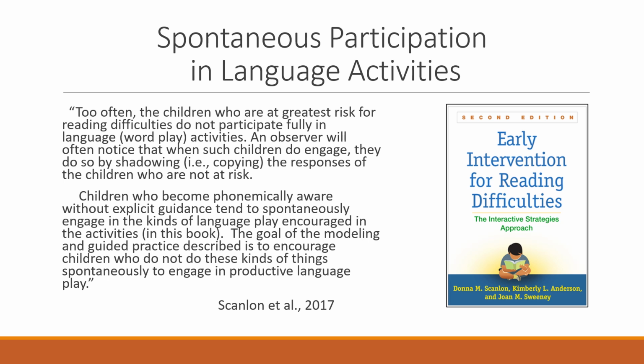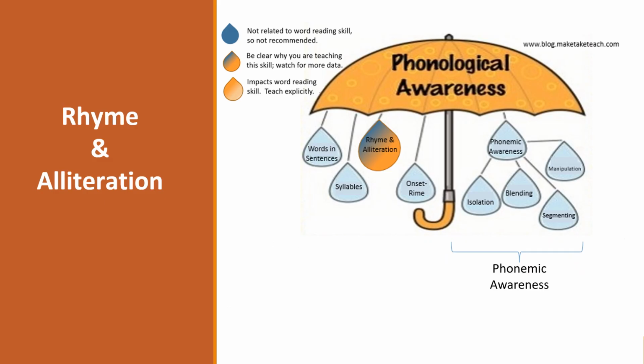It is estimated that 60 to 70% of children develop phonemic awareness skills on their own. Our job then in education is to recognize the other 30 to 40% and to provide the scaffolding or support they need for their phonemic awareness skills to develop as well. Let's start with the early developing skills of rhyming and alliteration.